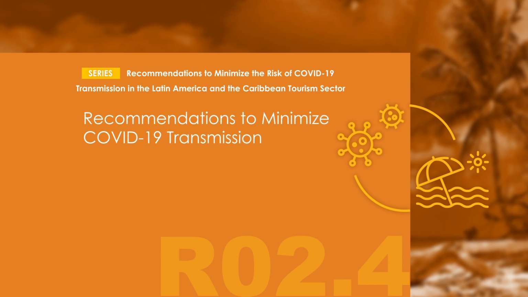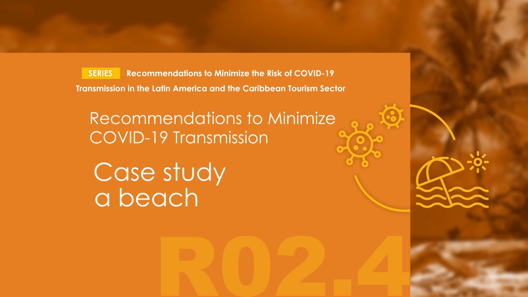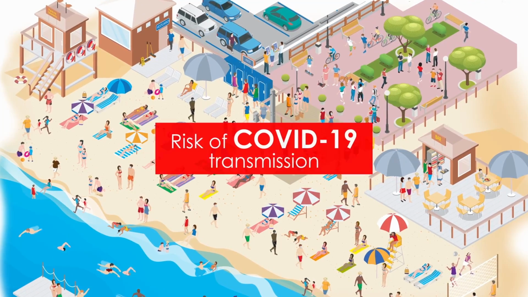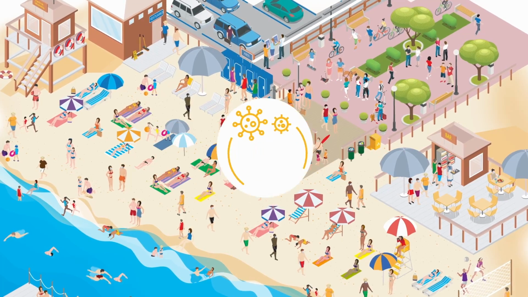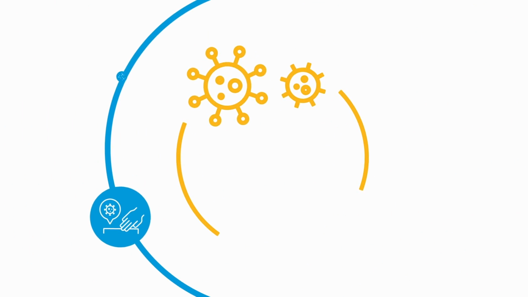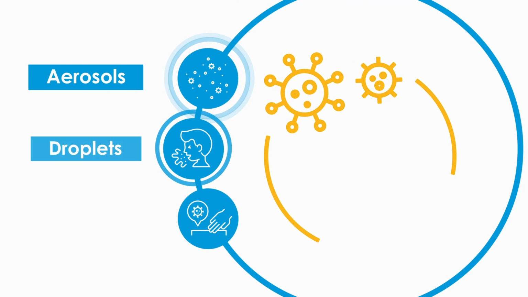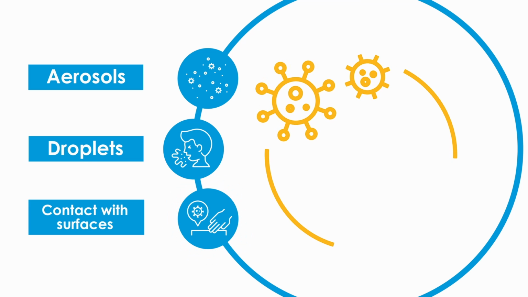Recommendations to minimize COVID-19 transmission. Case study, a beach. In this video, we will show you how to assess and manage the risk of COVID-19 transmission in a beach. The COVID-19 virus is transmitted via 3 routes, essentially through aerosols, droplets, and to a lesser extent through contact with contaminated surfaces.